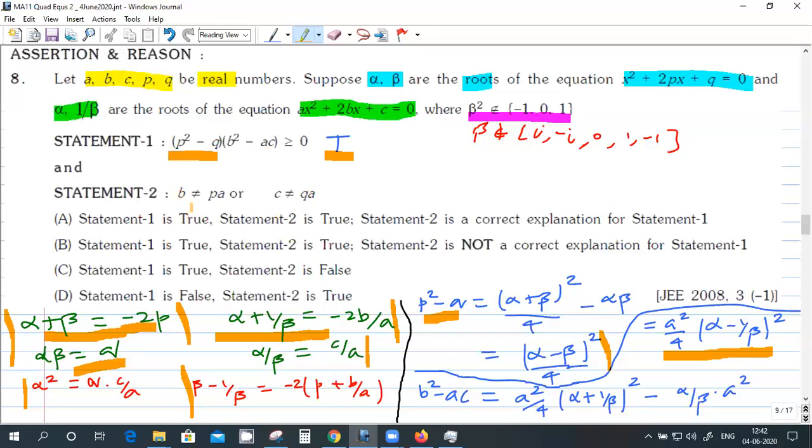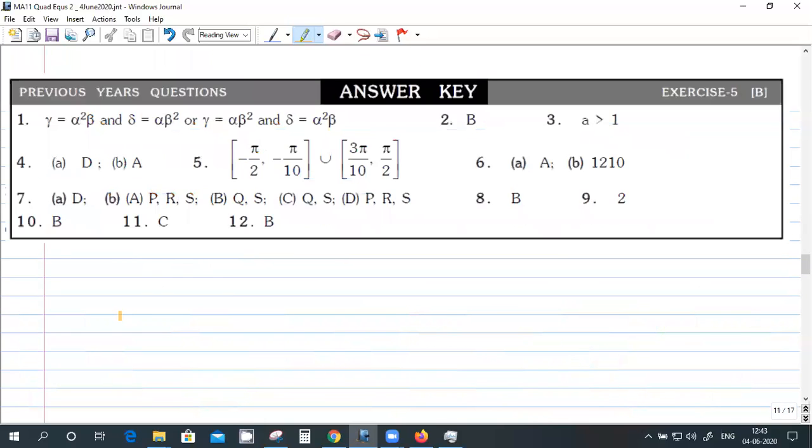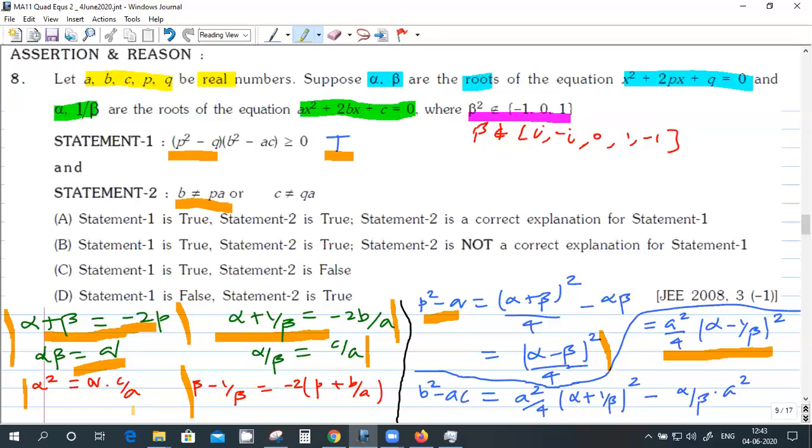So basically it is relating B by A to P, right? This I can understand, by relating B by A to P. So that's what I'm doing. I'm trying to relate B by A and then P. Okay, and B by A is this one, alpha plus 1 by beta divided by minus 2, from this one.